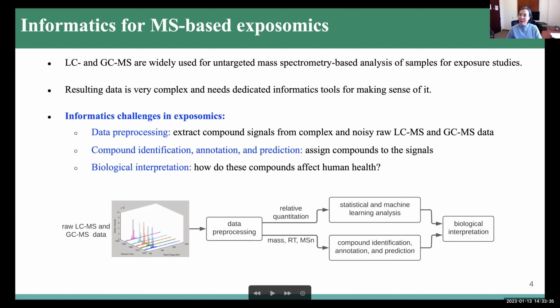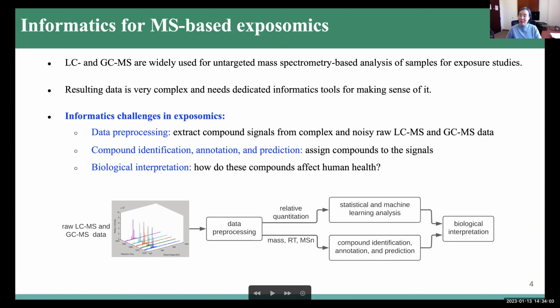Overall, the informatics challenges in exposomics can be put into one of the following three categories. One is to pre-process the data, which means to extract compound signals from the raw LC-MS or GC-MS data. The second category of challenges is how to identify, annotate, and predict the compounds. We have seen Oliver's talk on the many environmental compounds that he has identified.